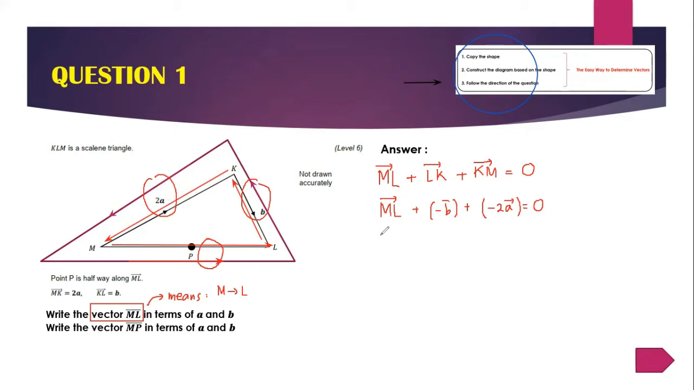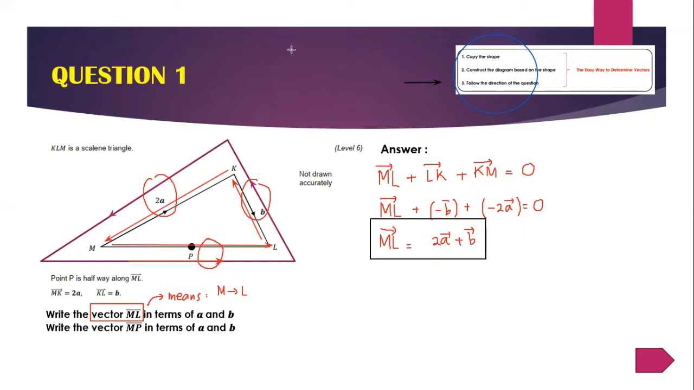Okay, next. ML equal 2a plus b. Okay, done, right? So factor ML equals 2 times factor a plus factor b. Is it clear to you, everyone? Okay, this is the answer, factor ML. Is it clear to you? Right? Okay, now we go to the next question.